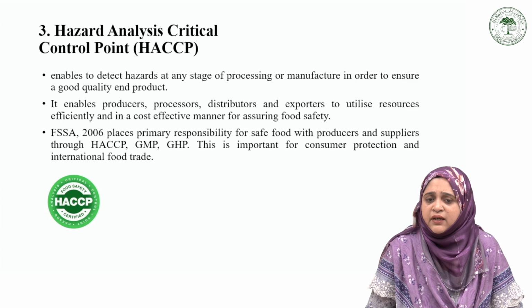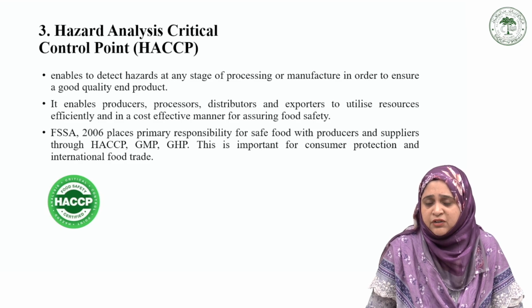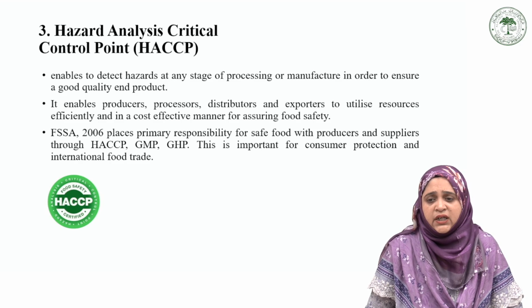The Food Safety and Standards Act 2006 places primary responsibility for safe food with producers and suppliers through HACCP, GMP, and GHP. This is important for consumer protection and international food trade also. It ensures consistently good quality products.